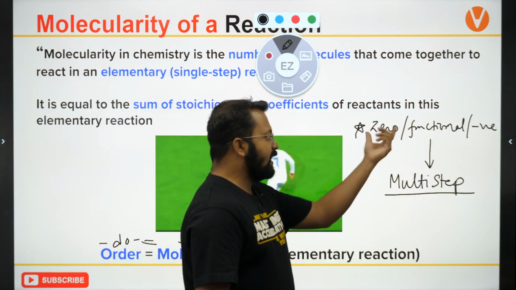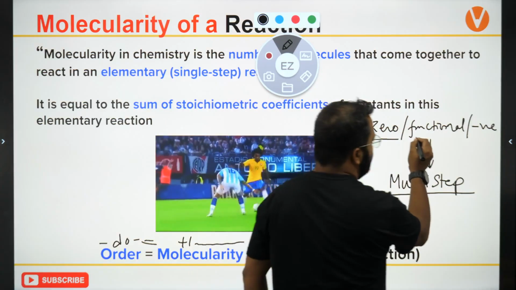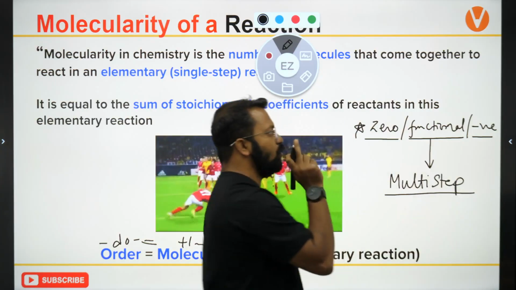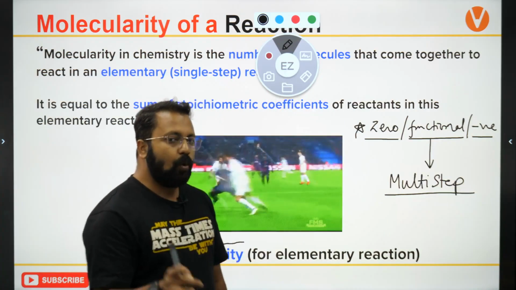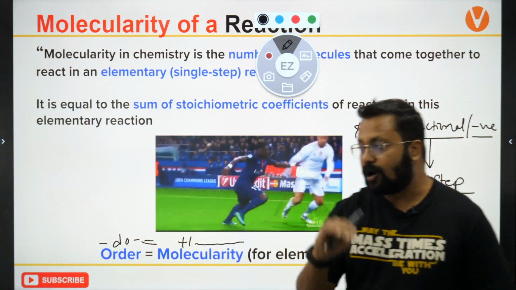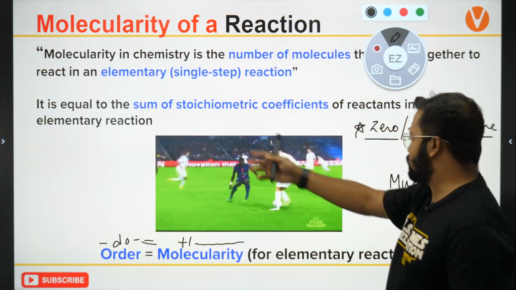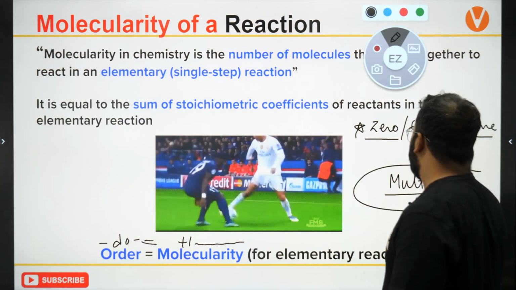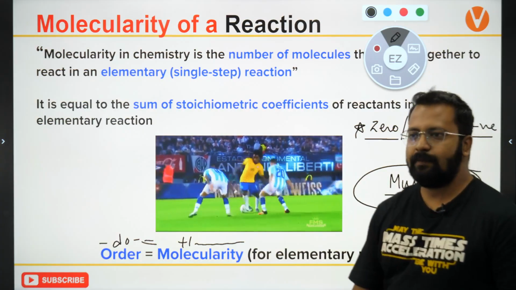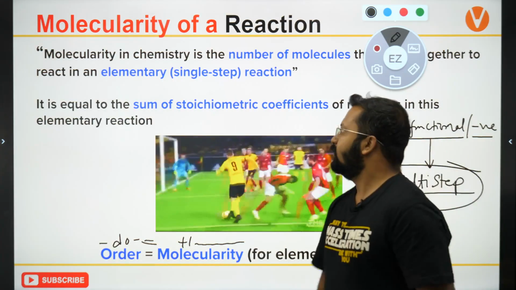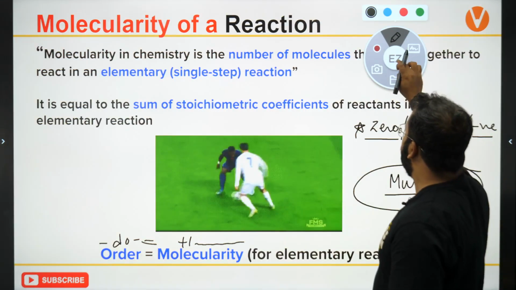I cannot define molecularity for a non-elementary reaction. Can I define molecularity for this? No, because molecularity can never be zero, fractional or negative. Under what other condition can molecularity not be defined? If it is a non-elementary reaction. So that means all of these reactions are multi-step reactions. With this note, let's move ahead.